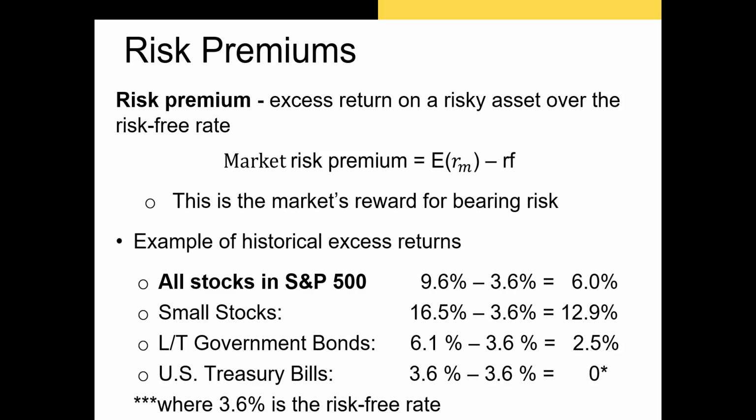Now, the excess return on the S&P 500 is historically about 6%, while the excess return on long-term government bonds is about 2.5%. Obviously, the excess return on a US T-bill would be 0. If the T-bill is our risk-free rate, when we subtract it from itself, we get 0. Now, notice that the average rate on the US T-bill over the last several decades has been about 3.6%. This is actually a bit higher than the current rate.